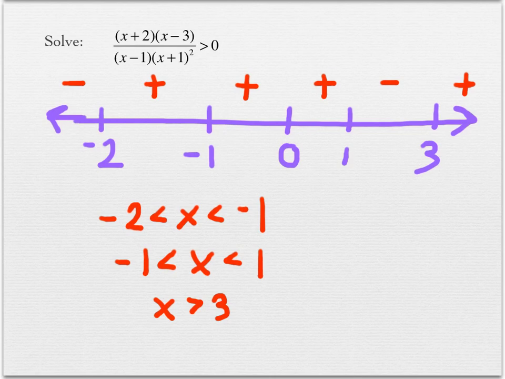Anyway, the best thing to do is to practice on these problems, which we will when we get back to class, but that gives you a little bit of background on these fairly tough rational equations and inequalities.